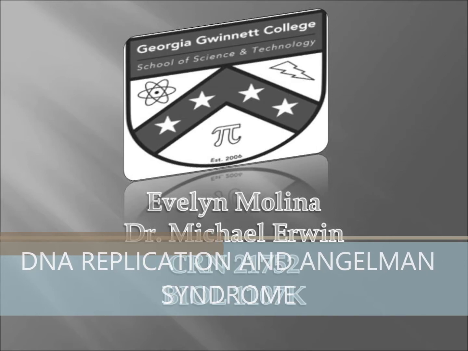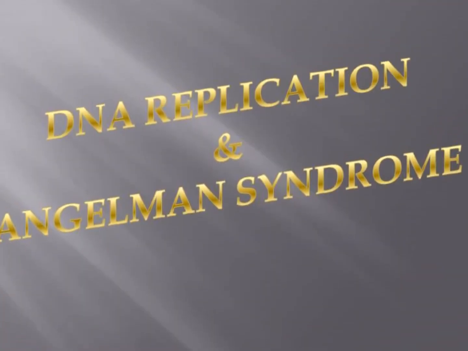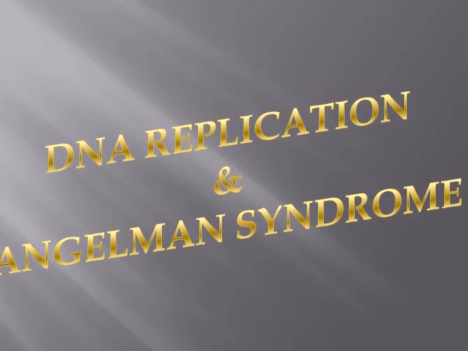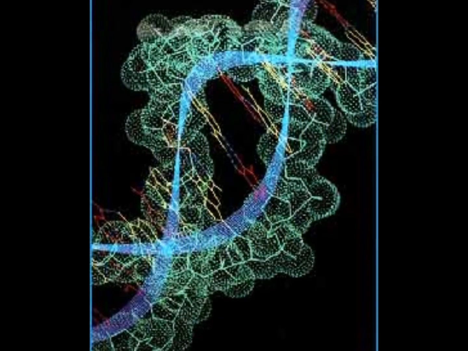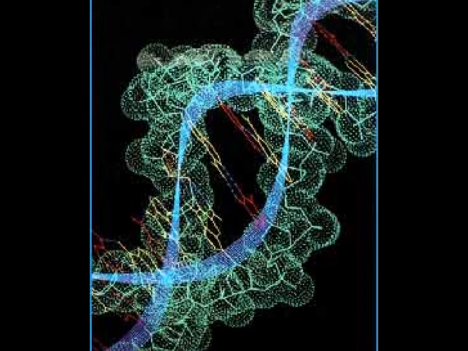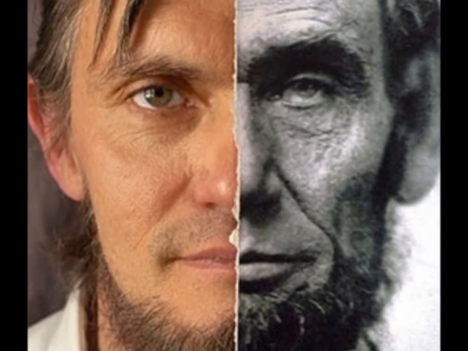What is DNA replication? DNA replication is the process by which DNA makes a copy of itself. DNA contains the information needed to carry out cellular activity. It is a genetic material. Cells make a complete and exact copy of DNA to pass along to the next cell.